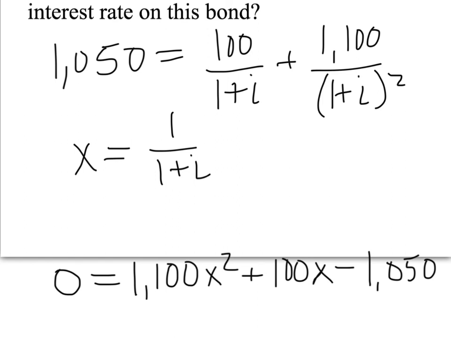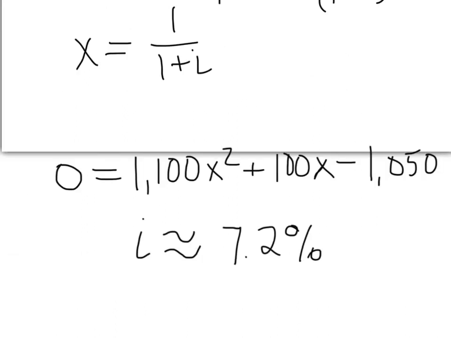And so you end up with a quadratic in x, and you can apply the quadratic equation to solve for the 2 roots that would satisfy this equation. One of those roots will give you a positive value for the interest rate, and that's the solution to this problem. Again, you can also take a numerical approach using Excel and just try different values of I that satisfy the equation that we've written down here. And if you do that, you'll find that the interest rate is approximately 7.2%.